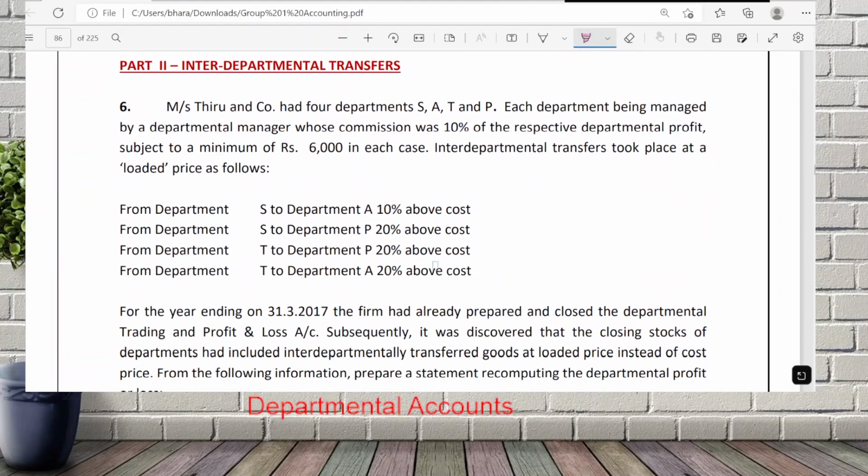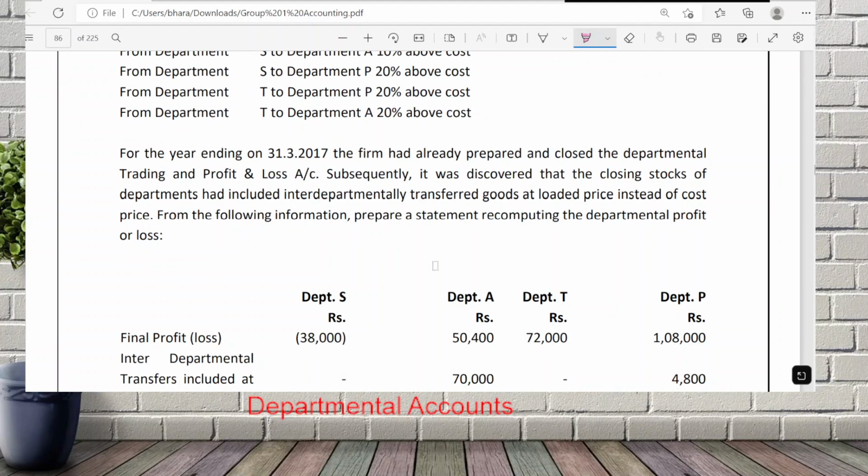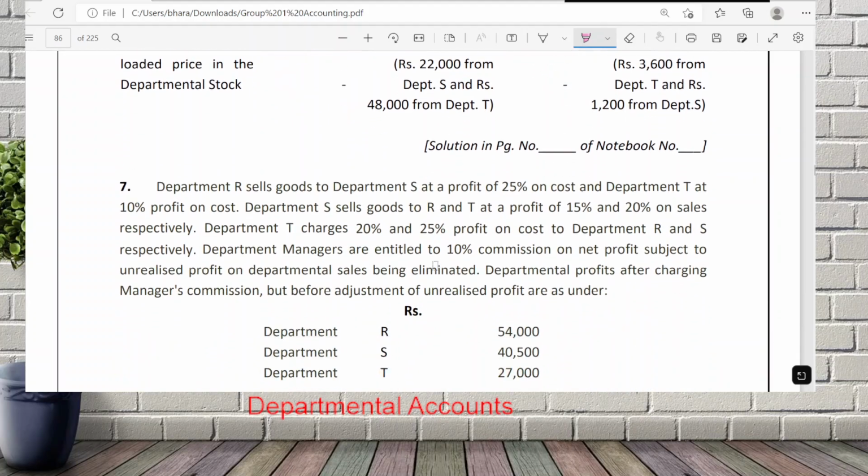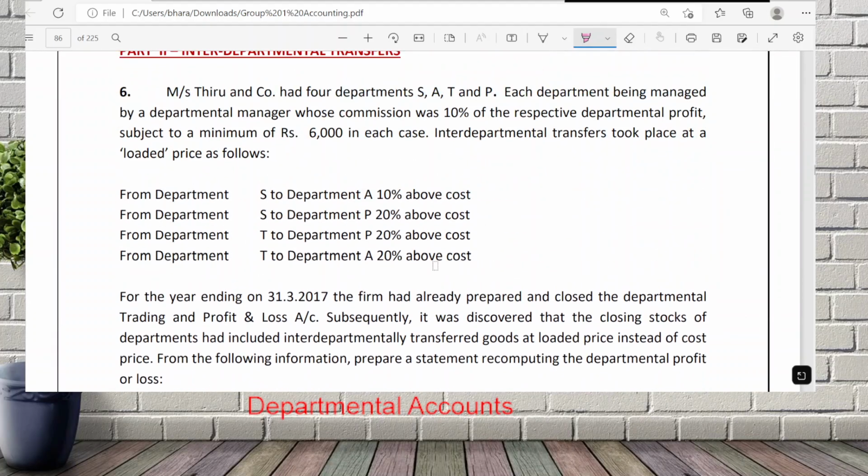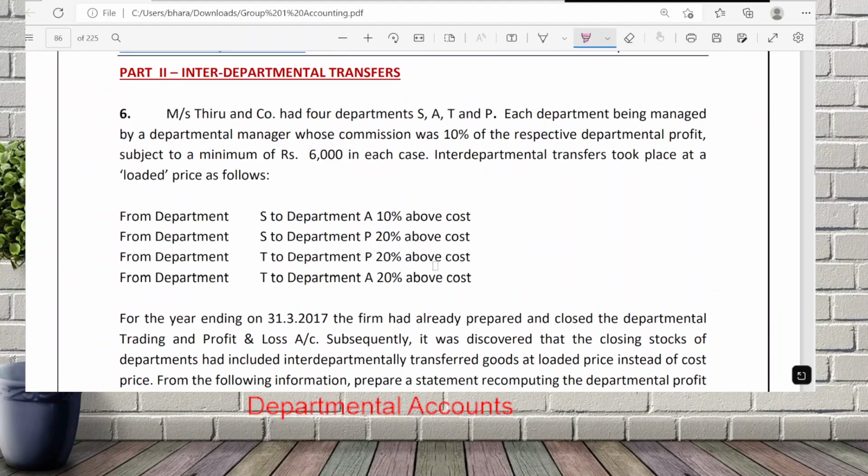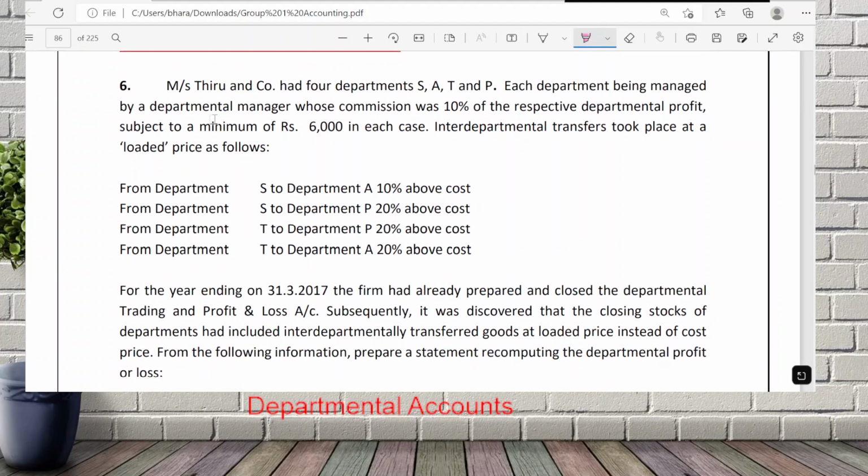Fifth question we have done. Go to the sixth question. Read the sixth question, understand it, then we will solve it.